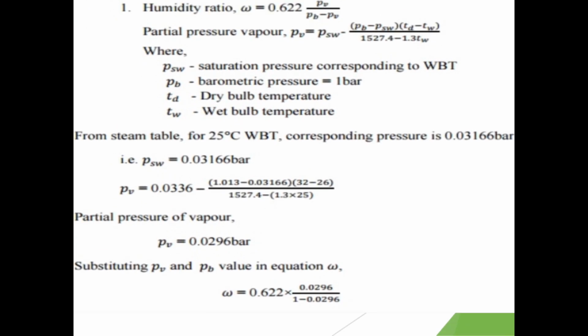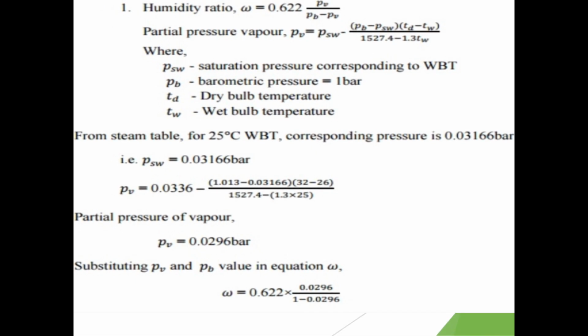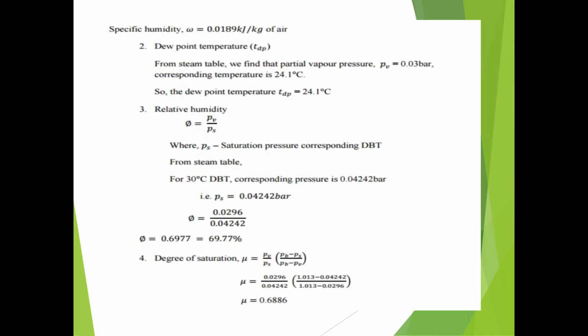By substituting the PV and PB values in the equation, we can find the humidity ratio. Omega is equal to 0.622 PV divided by PB minus PV. Here PV is 0.0296 and PB is 1 atmospheric pressure. Based on that, we have determined the omega value of 0.0189 kilogram per kilogram of air.